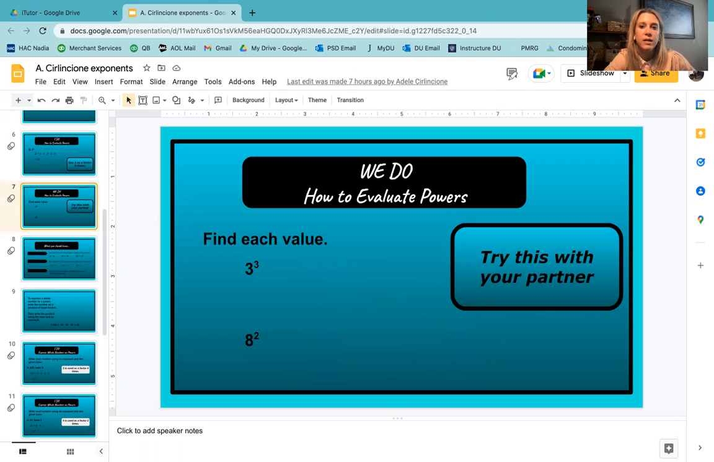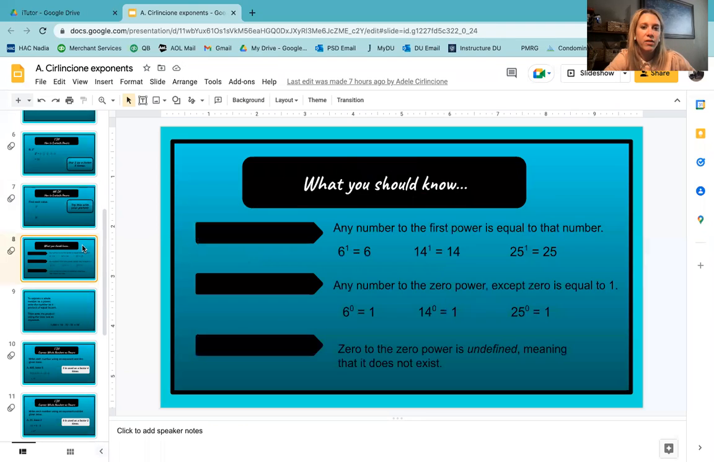Okay. Let's move on. Now, a couple of things we have to remember, what you should know. Any number to the 1st power is equal to that number. So if you have a base and the exponent is 1, the answer is always the base. So 6 to the power of 1 is 6. 14 to the power of 1 is 14. 25 to the power of 1 is 25. 1,000,000 to the power of 1 is 1,000,000.